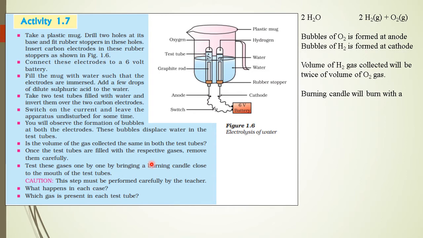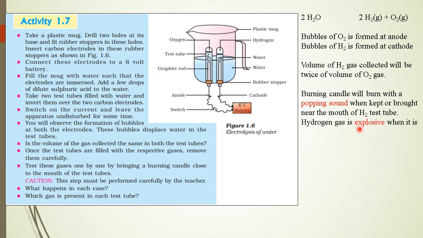So in both the test tubes, this one with hydrogen gas and this one with oxygen gas, you remove these test tubes and bring the burning candle. Now when you bring the burning candle over the mouth of the hydrogen gas test tube, where hydrogen gas is evolved, the candle is going to burn with a popping sound. Why? Because hydrogen gas is very explosive when it is mixed with atmospheric oxygen or air.